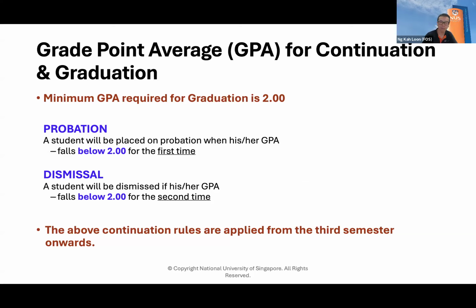The student may not be allowed to take a full load or even overload, right? Because the student is in danger of falling into the dismissal category. Because if in the following semester, the GPA continues to stay below 2.0, then the student will be dismissed from the university. So it is important that all of you keep a good check on your existing GPA, and work towards, of course, avoiding falling into probation or dismissal situations.